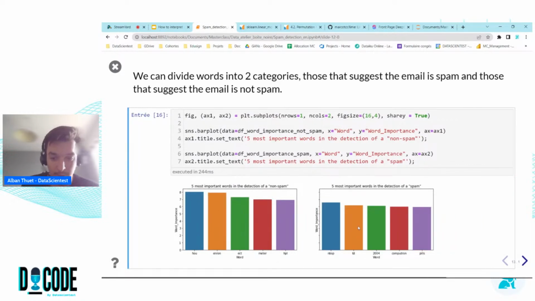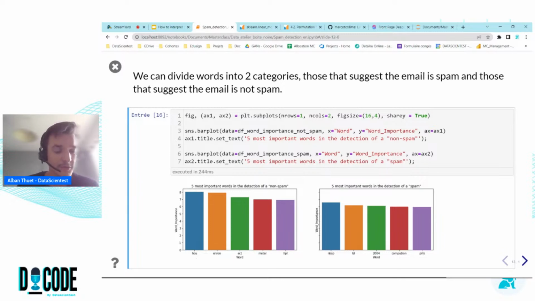For the spam, we have NBSP, which I don't really know what this means, TD, 2004, Computron, pills. Pills, it's something they want to sell you. And for the non-spam, we have who, Enron, ECT, meter, HPL. So at this moment, it seems like my model is biased because it gives a lot of importance to words that don't ring any bells.